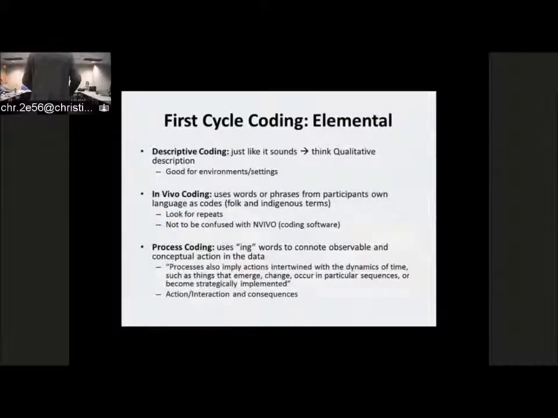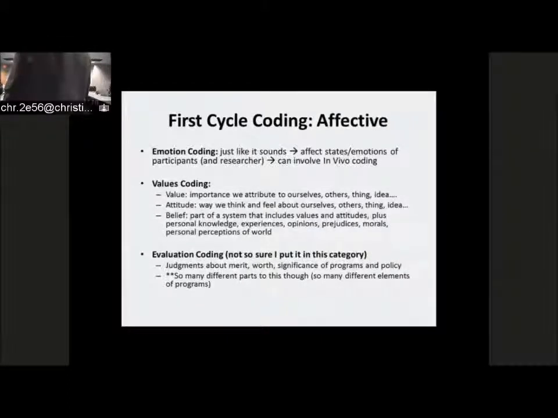This is what Miles, Huberman and Saldana, specifically Saldana, talk about in terms of first cycle coding. They have different types of it. The first type is elemental. Of the elemental first cycle coding, there are these types of codes. Descriptive coding, right? Some of you may remember I talked about descriptive methods, where we describe the whole scenario, what's happening. It's not really data gathering, but it is, that kind of thing. Good for environments and settings. And then there's in vivo, there's process, right? I'm just going to glance over these. I'll go back with any questions, but I just want to show you.